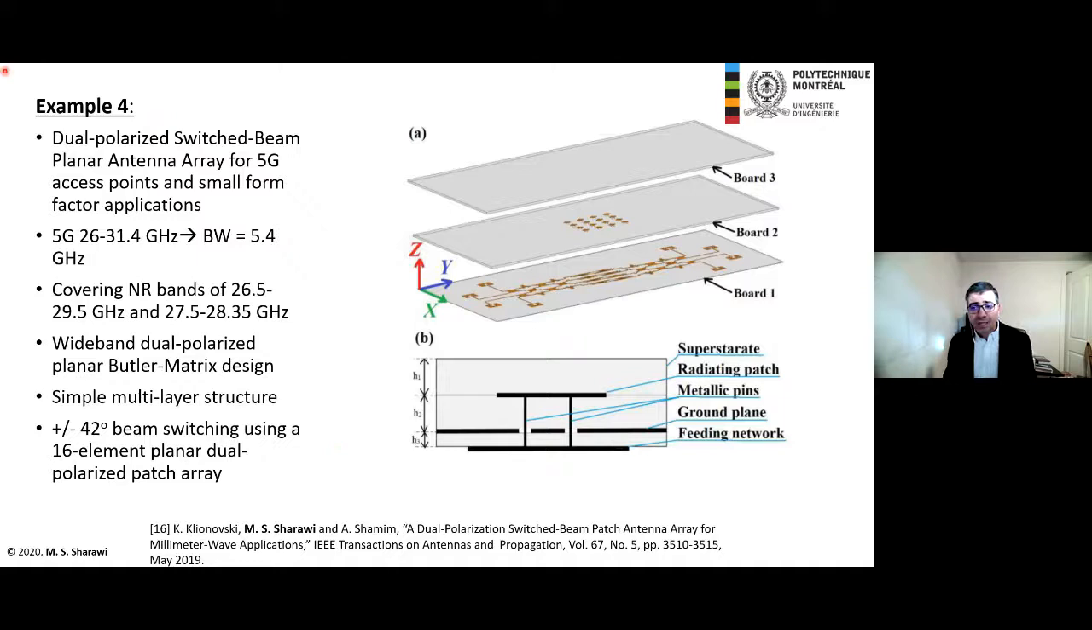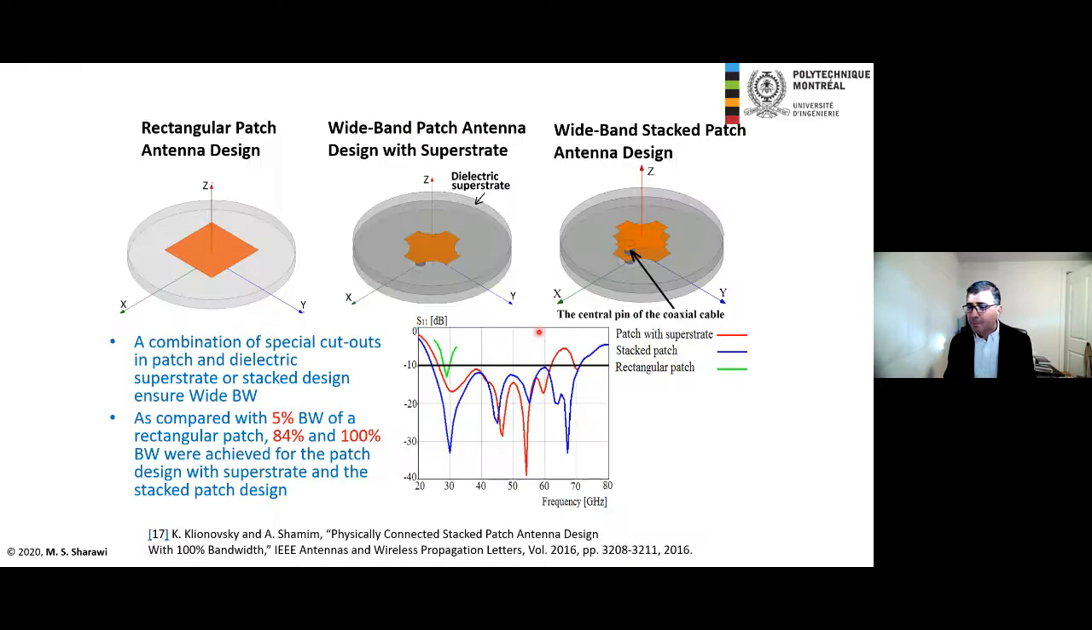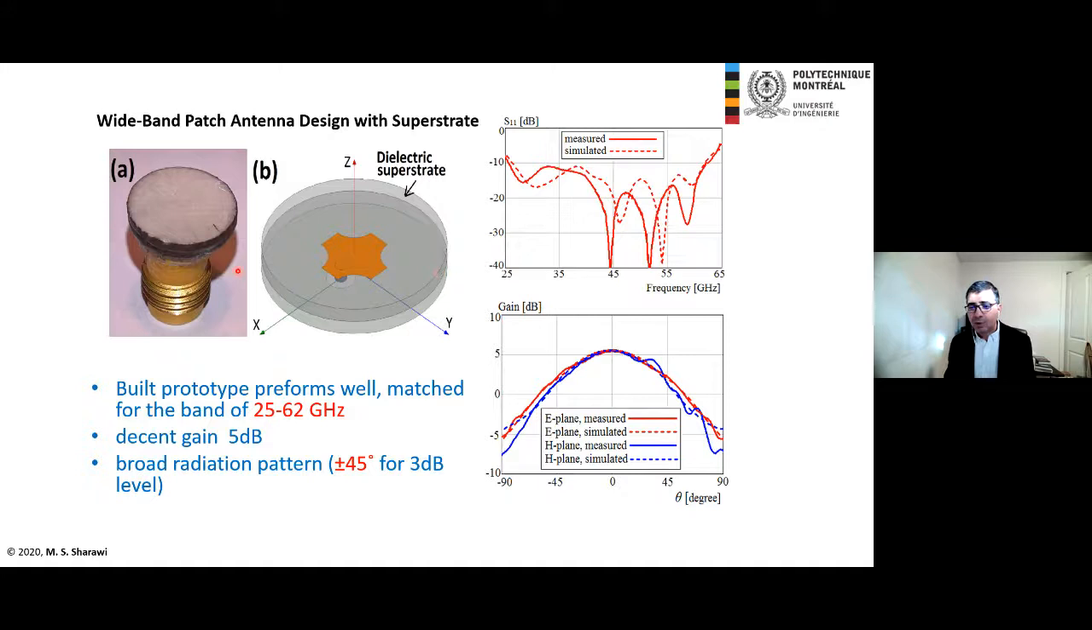The fourth example on millimeter waves was this recent design that we have done, and it was based on a 4x4 dual polarized patch array. We had a multi-layer based PCB design. It covered 26 to 29 gigahertz. This is the details of the dual polarized patch antenna and how it looks like in a single element. It had a superstrate on top of it.